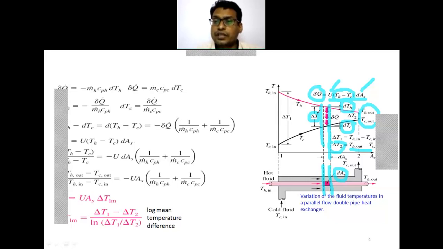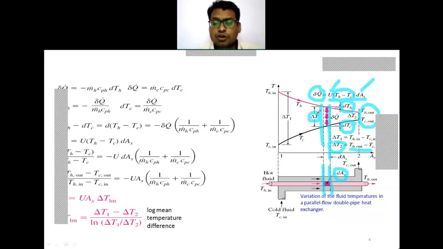So whatever heat is given by the hot fluid, the same amount of heat will be absorbed by the cold fluid. That is, heat exchange takes place only between the two fluids. Then the temperature of both fluids is constant over a given cross section. For this cross section dA, the temperature difference is supposed to be constant, that is delta T.